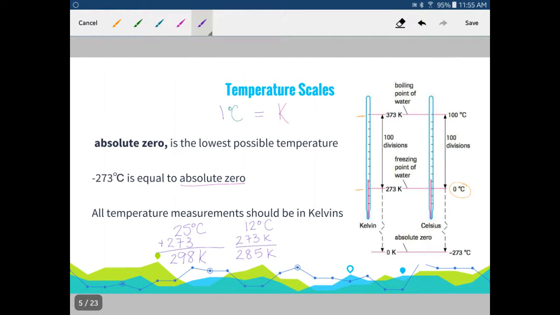Now, that's all I have for our introduction into our gas unit. As we go through, you'll learn some more properties of gases, and hopefully you'll be able to apply your knowledge of this temperature and pressure units to help you solve these problems. So, good luck!